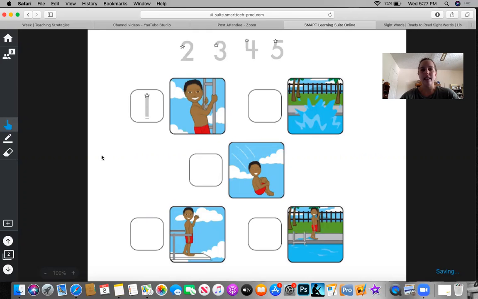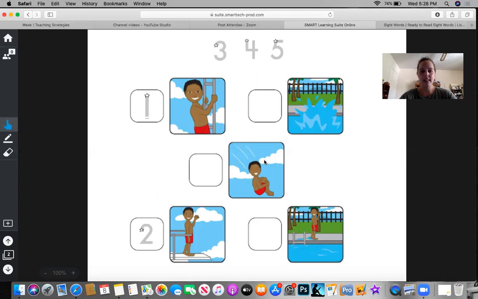What do you think is second? The splash, the jump at the top, or all done? If you guessed at the top, you got it. So first he climbed up the ladder. Second, he's at the top. So let's say it together. First, second. What do you think comes third?